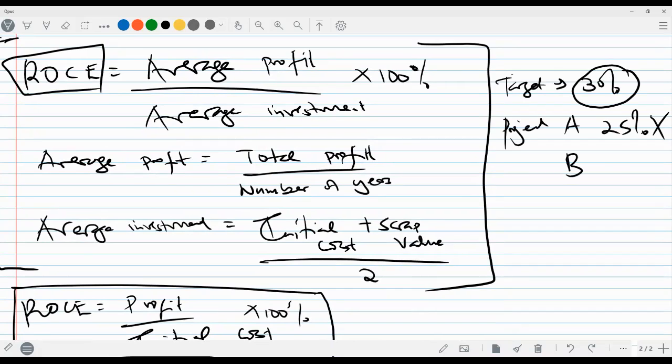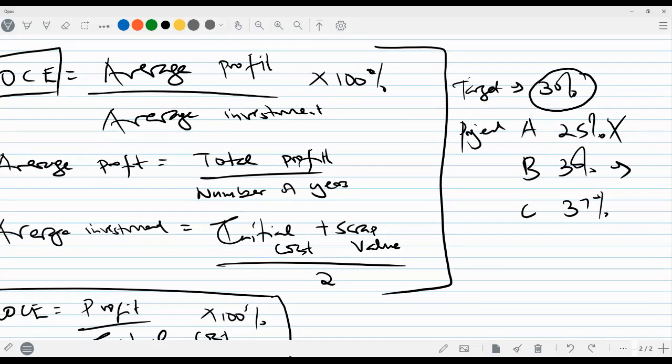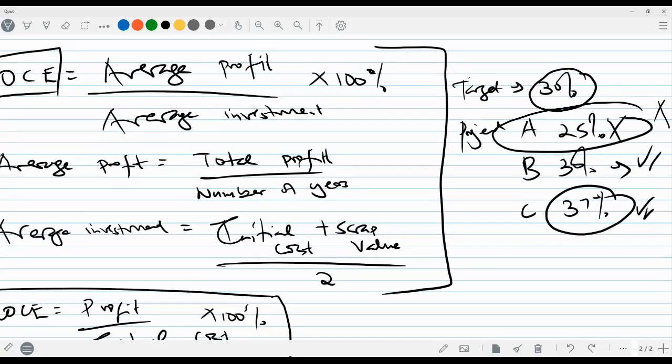If, however, B gives us 30%, then at that point you are at the point of indifference. It is just giving you your target, so you can actually invest in it. The same applies to C, which gives us even more than what we required, so C is also acceptable. But if it is below 30%, like in A, we reject the project, because it fails to achieve the target return the company wanted for every dollar of initial investment. Clear?